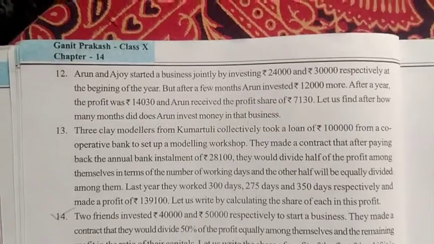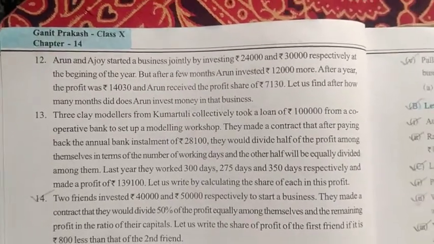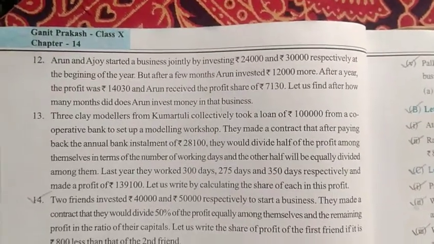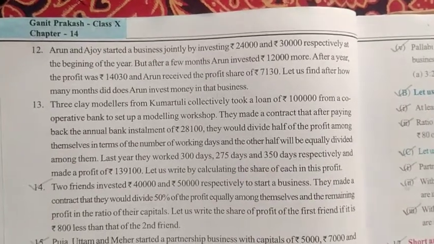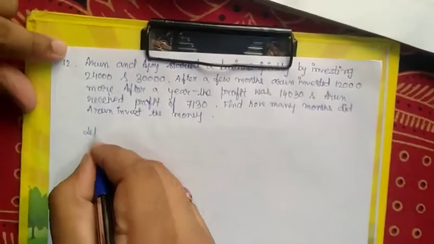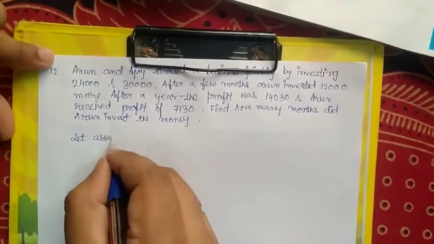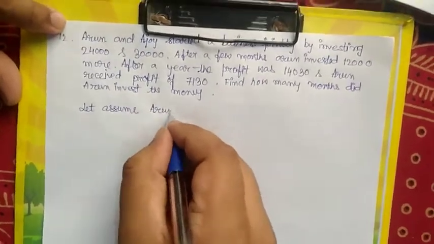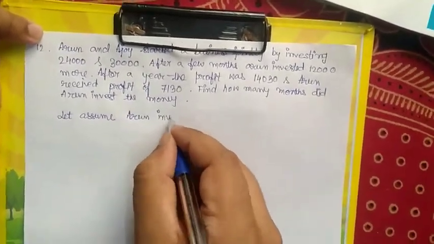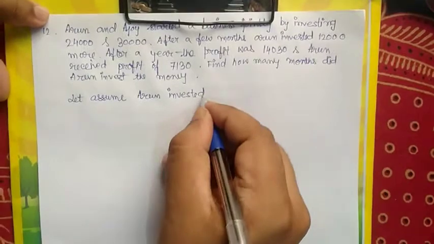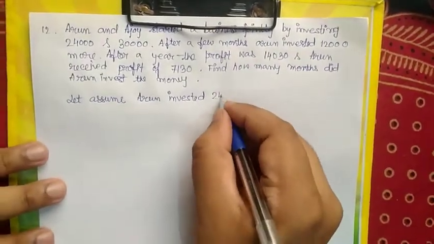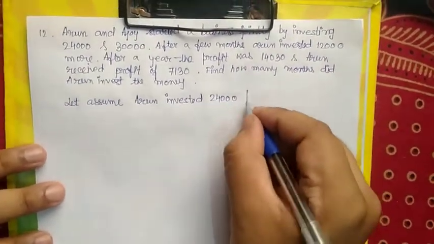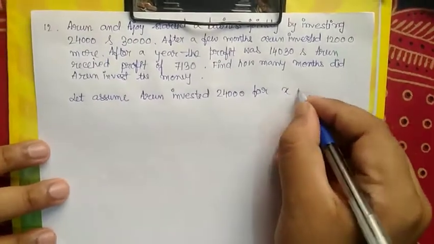So therefore, we don't know how many months Arun invested 24,000. So let us assume Arun invested 24,000 for X months.